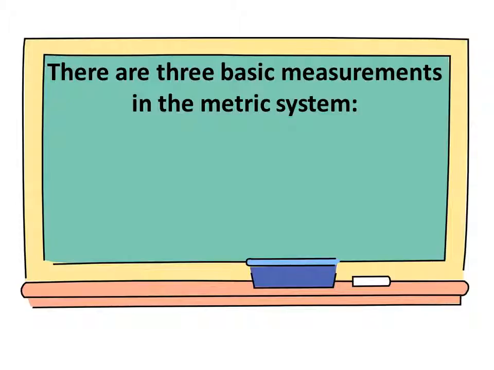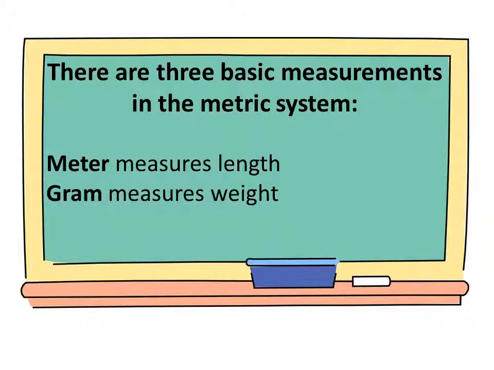There are three basic measurements in the metric system. Meter measures length, gram measures weight, liter measures volume.